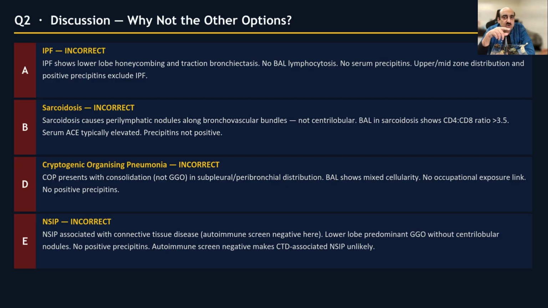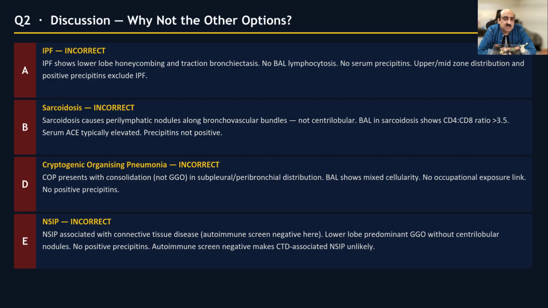Cryptogenic organizing pneumonia, it's a pneumonia pattern, so you would expect consolidation rather than ground glass opacities, and they are predominantly in a subpleural and peribronchial distribution. BAL usually shows mixed cellularity rather than lymphocytic predominance, no exposure to occupational triggers, and also the precipitins will be negative, just like other conditions, IPF, sarcoidosis, etc.